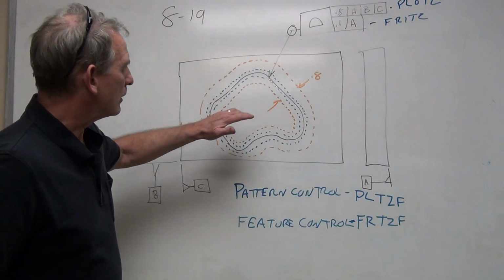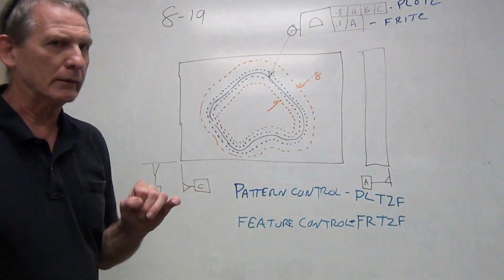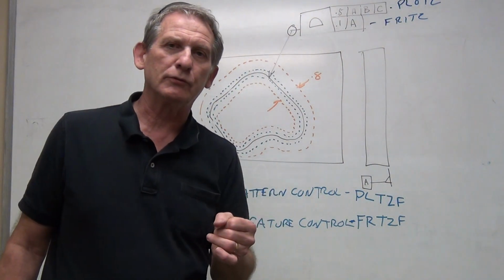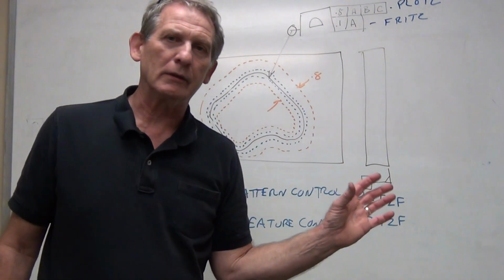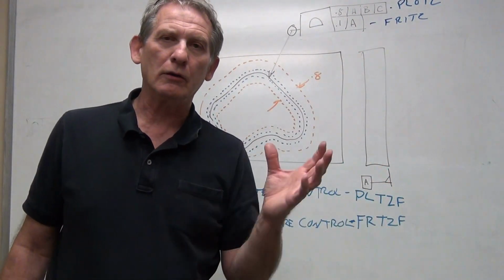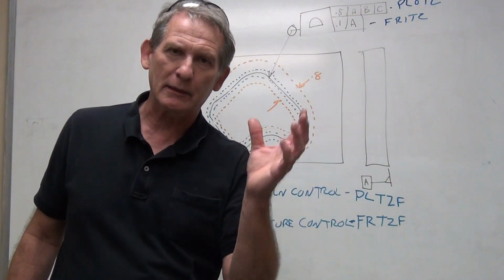So here we're controlling, with the blue, the size and orientation of all those features. With the orange tolerance zone, we are controlling the position of all of those features all at once as a separate pattern.